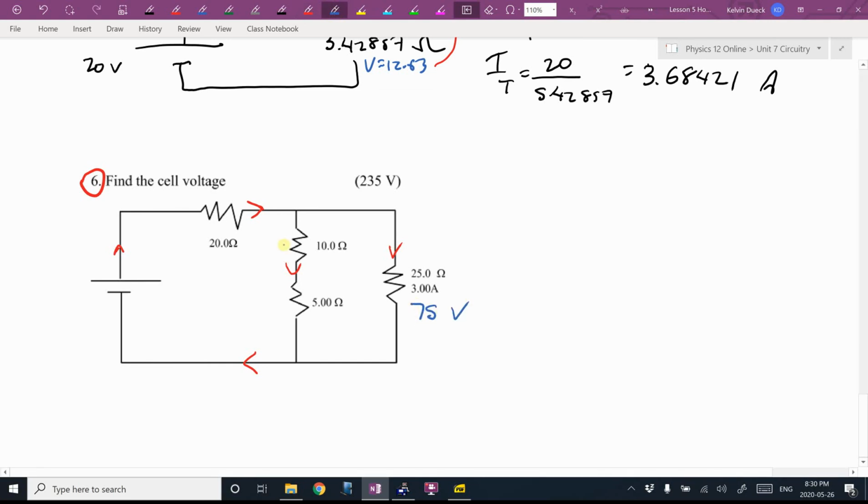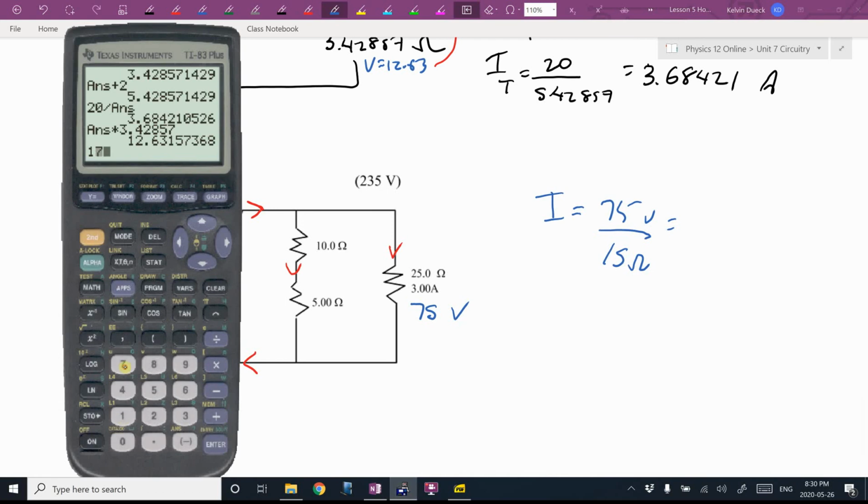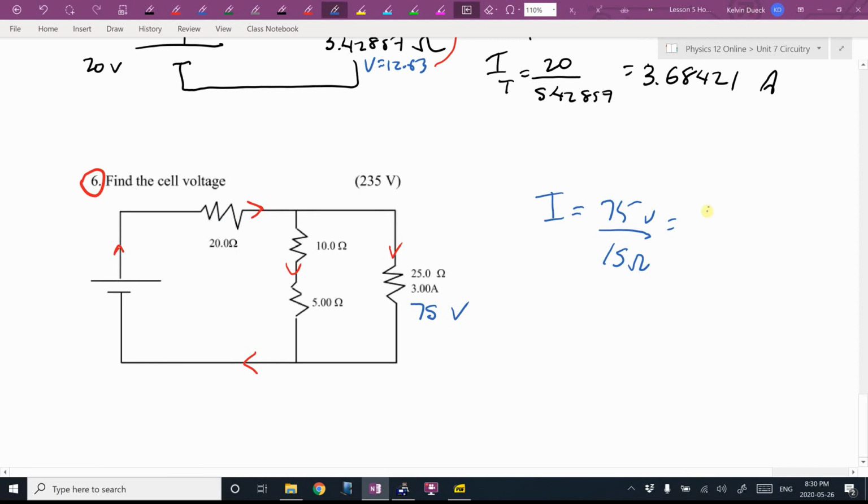How does that help? Well, these two are in series, and so I don't see a 10 ohm and a 5 ohm. I see a single 15 ohm resistor, so I can tell you that the current running through that is going to be 75 volts, because from here to here is 75, divided by 15 ohms, which works out evenly. I should have done that in my head. 5 amps. So this is 5 amps, and this is 5 amps.